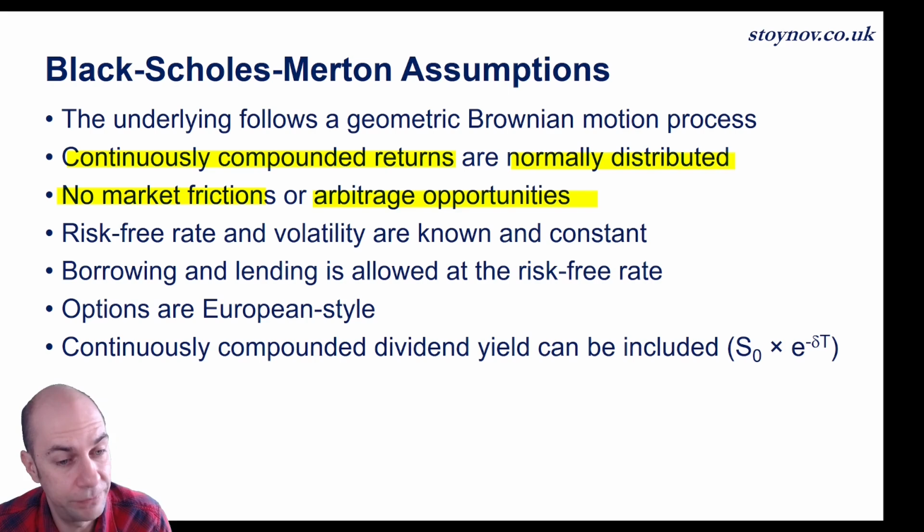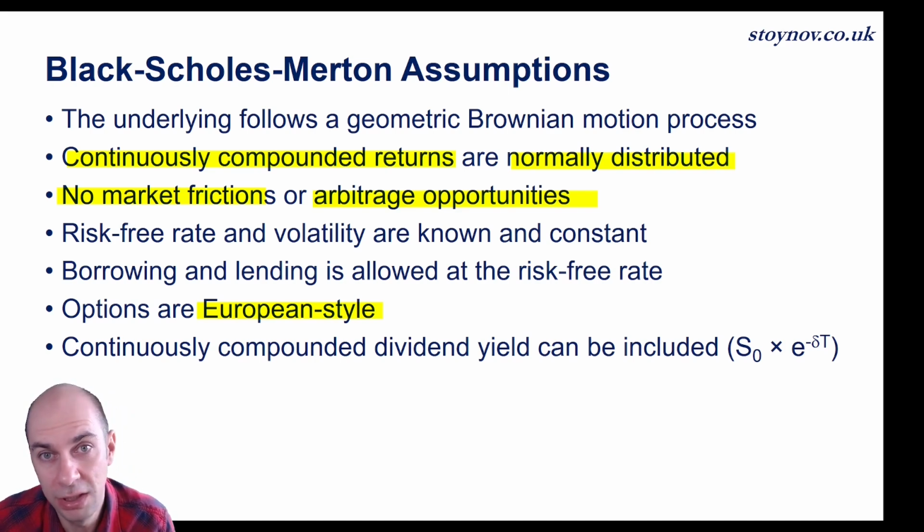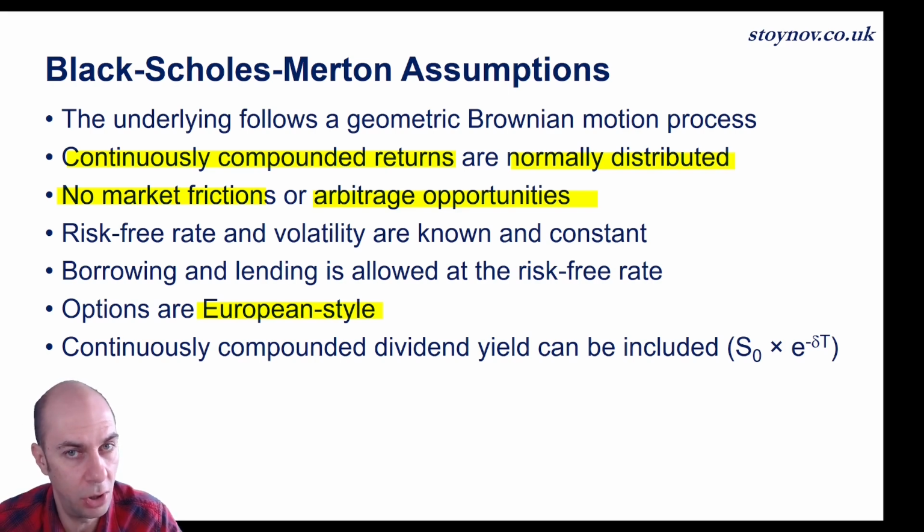And also, this is a very important one, the type of option that we're valuing here is of the European style. So if you want to value an American option, you gotta go back to the good old binomial tree that I showed you in part 1. So Black-Scholes-Merton only deals with European style options.